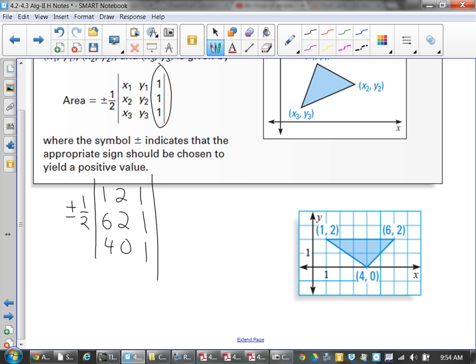You said it doesn't matter which. Nope, as long as the 1s are in that last column, you're fine. Keep all the x's in one column, keep all the y's in one column, and it doesn't matter the order in which you put them. If you put the 6 and 2 first, the 4 and 0 second, it doesn't matter.